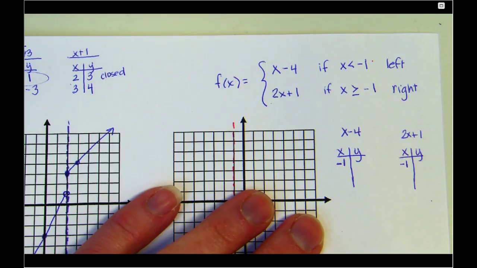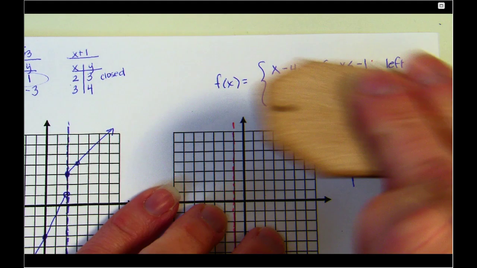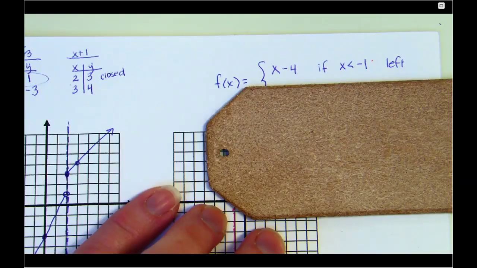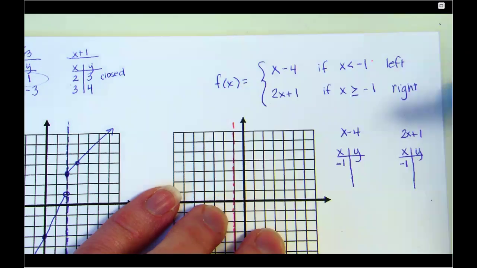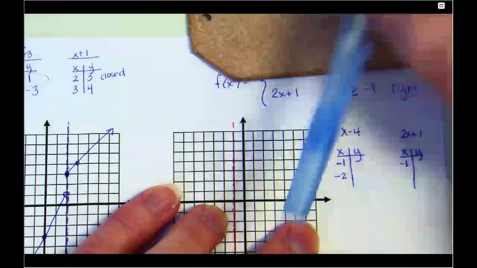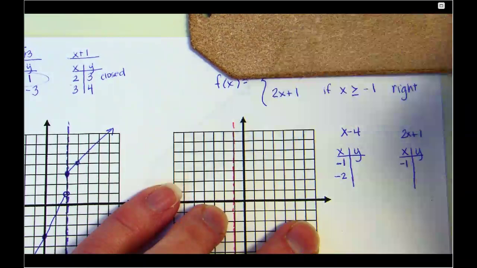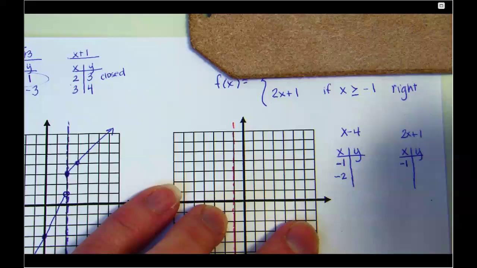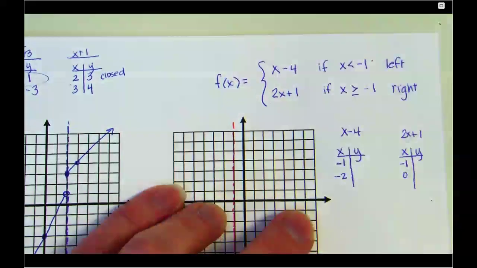Okay, now, x minus 4. We need x's that are less than -1. So what is an x that is less than -1? -2. There you go. So let's use -2. This one, in 2x plus 1, we need an x that is more than -1. 0. Great. Okay, go ahead and find those y values.